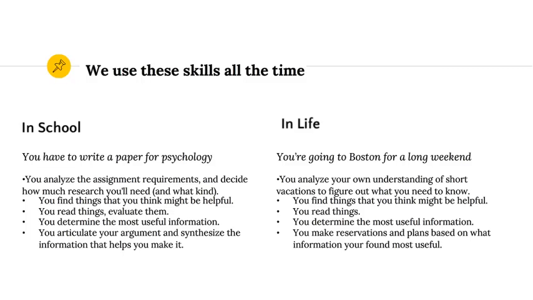So you probably are going to search on the internet to find things that might be helpful to your information need. You read things, you determine which information is most useful, which restaurants look best, which hotel looks like it's the best deal and is really great for your needs. And then you make reservations, you make your plans based on the information that you found.